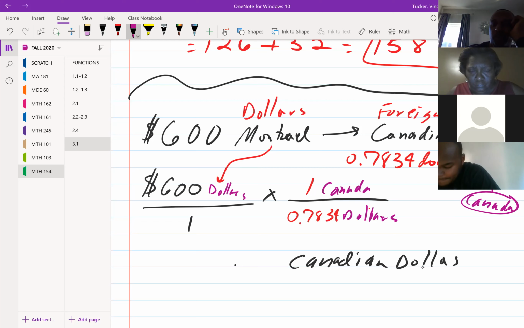And so that's how we would do it. And so this would cause us to divide instead of multiply.